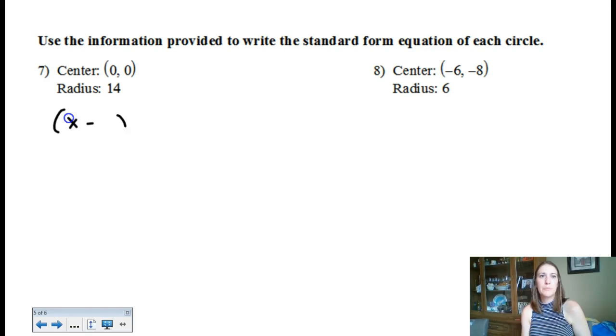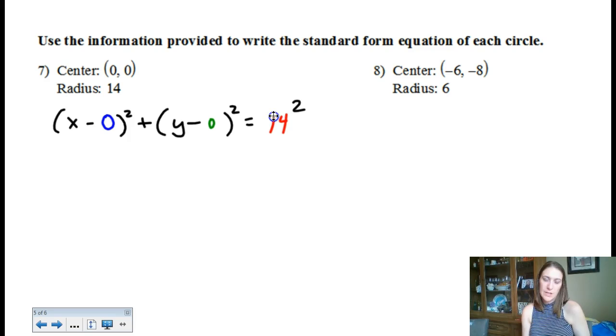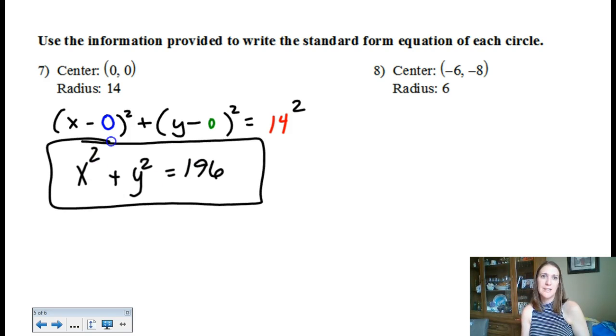So, you can start with a skeleton of the standard form, and then we can simplify from there. So the h is 0, and the k is 0, and the radius is 14. So the best way to write this, instead of saying x minus 0 squared, let's just say x squared plus 0 squared, y squared, and then 14 squared is 196. So that's the most simplified version. If you were taking an SAT test, that's probably the version they would be giving you.